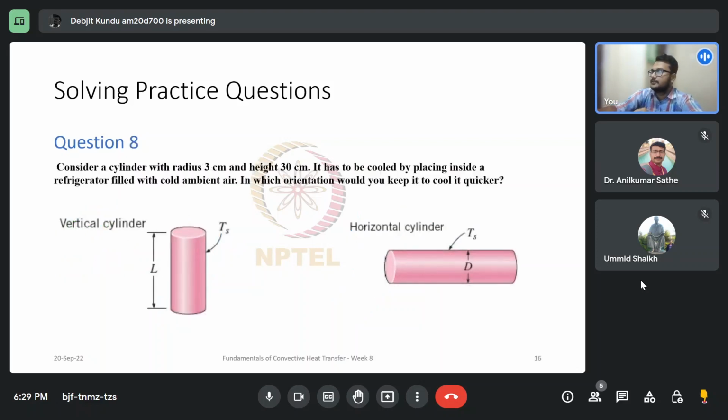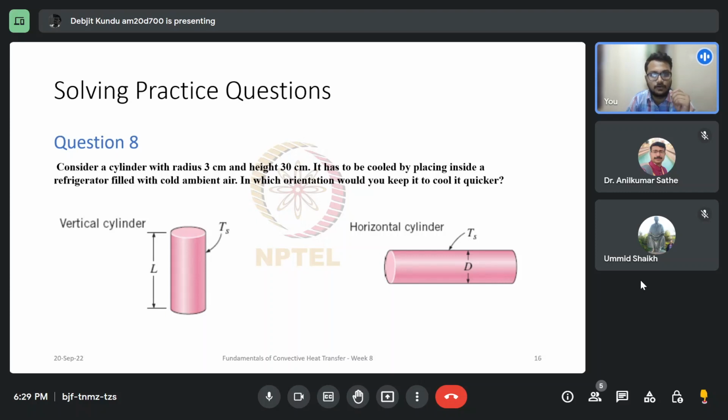Okay. So moving on to the last question of today's session. Let's say we consider a cylinder with radius 3 centimeter and height 30 centimeter. Height or length, you can say. Here the actual values are not of any consequence. The main thing I wanted to highlight is that the height is significantly greater than the radius. So it's not a stout cylinder; it's a slender cylinder. Now it has to be cooled by placing it inside a refrigerator filled with cold ambient air. You can think of this as a can of cold drink, but it's hot.